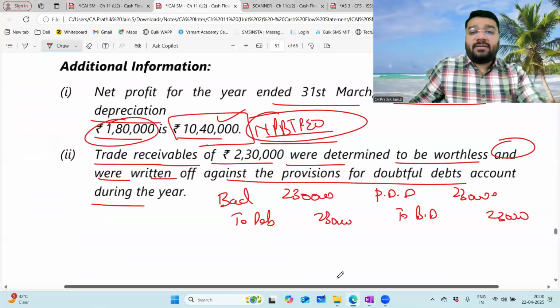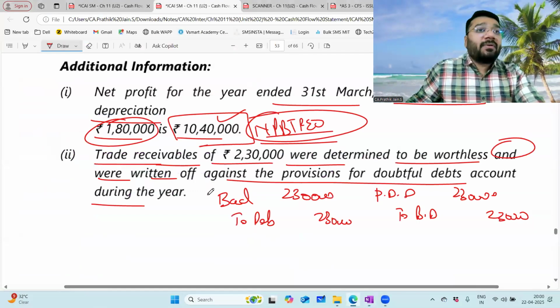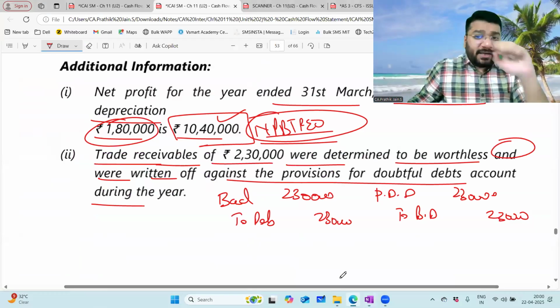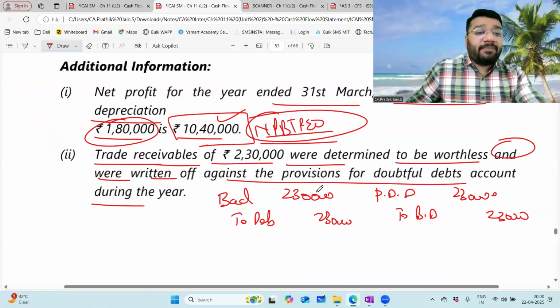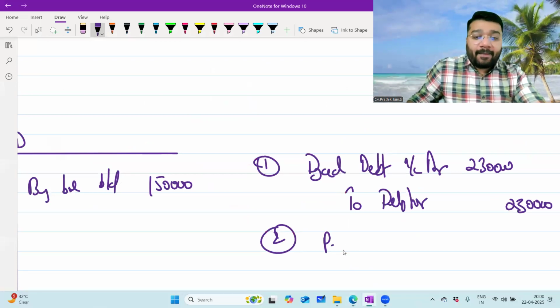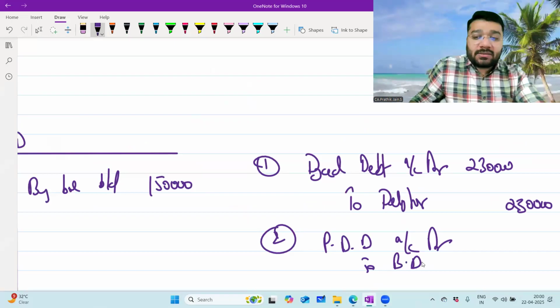The question says that this bad debt we are not transferring to P&L, because the provision for this bad debt has been recorded earlier. So we are not creating a new loss. This will be adjusted against the existing PDD. Trade receivables of 230 were determined to be worthless and were written off. Loss is knocked off against the PDD. So what is my closing entry? PDD account debit to bad debts, 230.